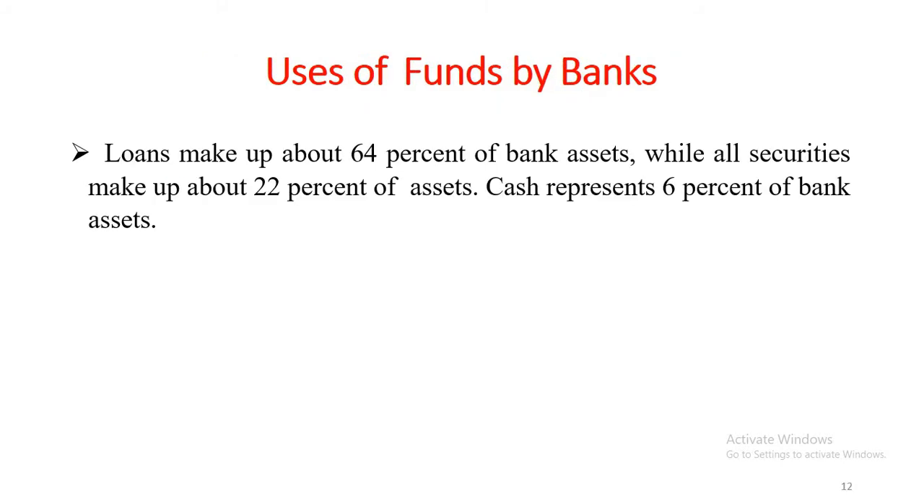Banks around the world use their funds by providing loans and by investing in securities. Banks also need to keep cash to run their operations smoothly. Loans usually make up about 64% of bank assets. Securities normally make up about 22% of a bank's assets, while cash represents only 6% of a bank's assets.